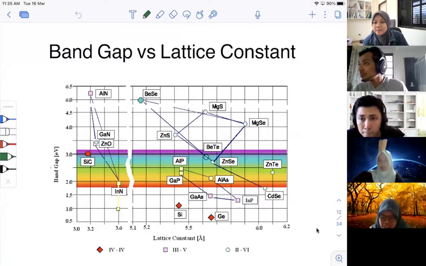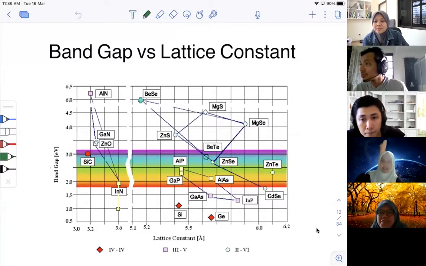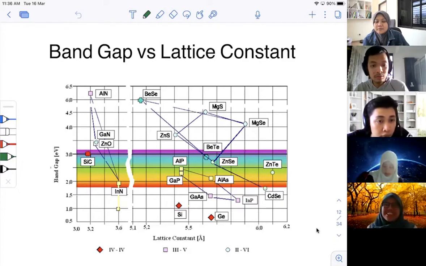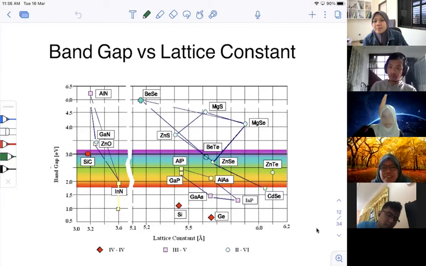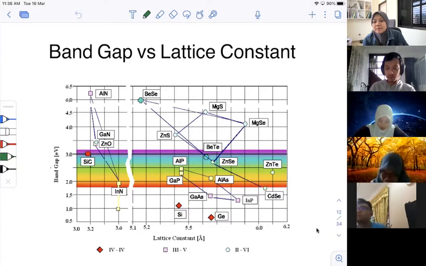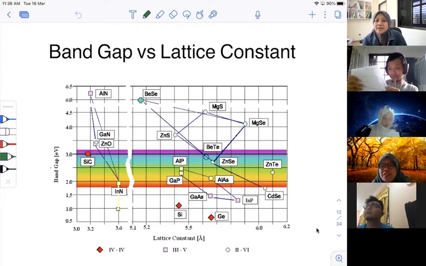Can you explain the diagram? Can you tell me what you understand about this graph? Constant and band gap. You need to start somewhere. I will not tell everything. You start somewhere, I will fill in the gap. Otherwise it's too easy; you'll say, madam, can you explain every slide? So I want you to show that you try to understand, then I'll fill in the gap.